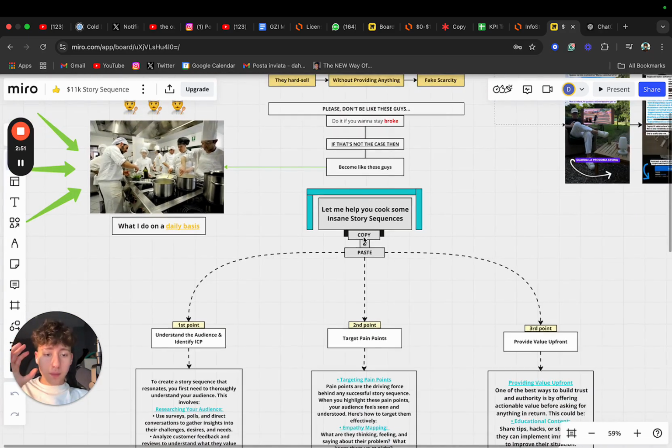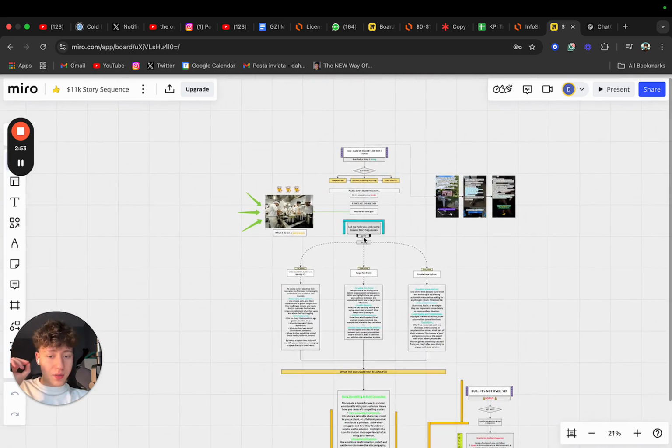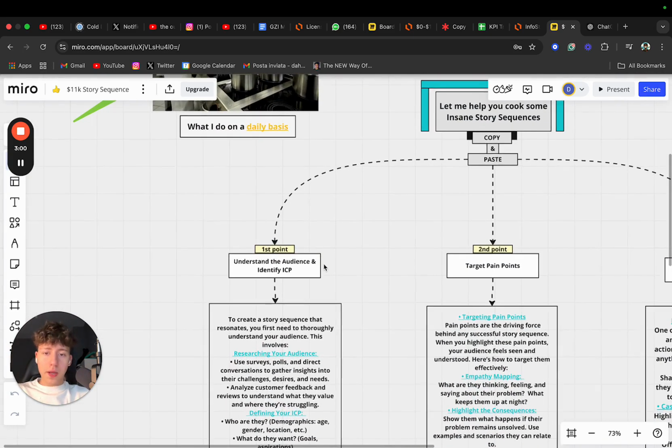Before starting, I'm going to tell you that you can literally copy and paste this entire system and make a ton of money for your clients as well, or for yourself if you're selling something online. Okay, so let's get straight to the point. The first point is understand the audience and identify the ICP.